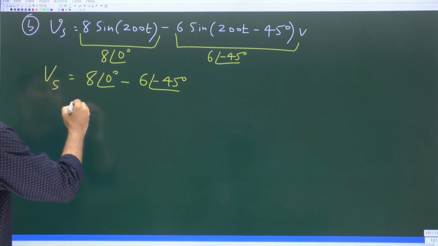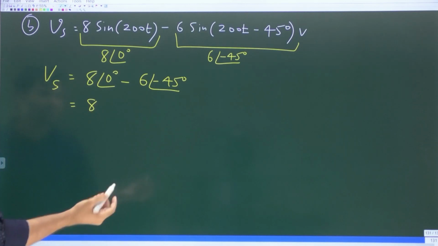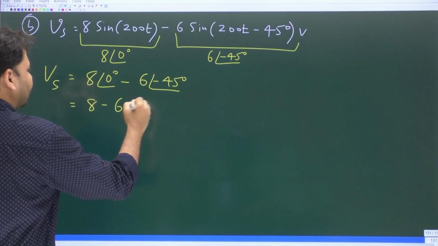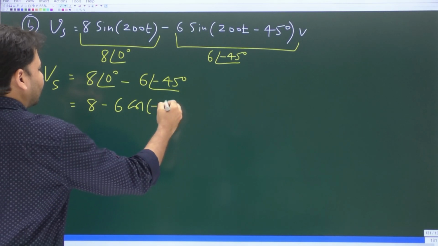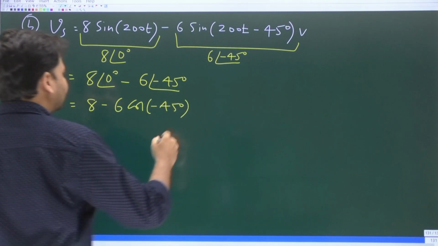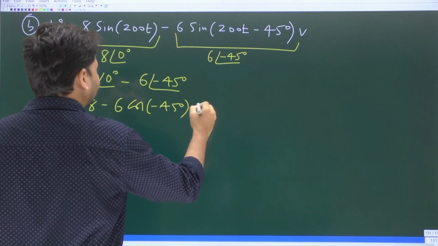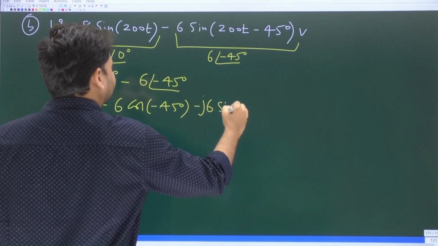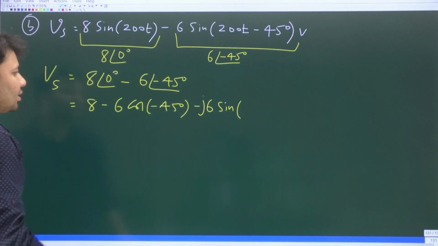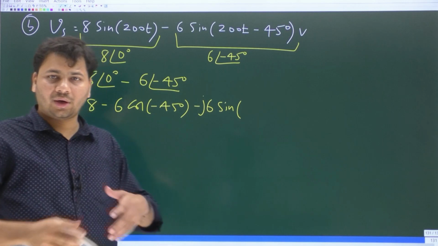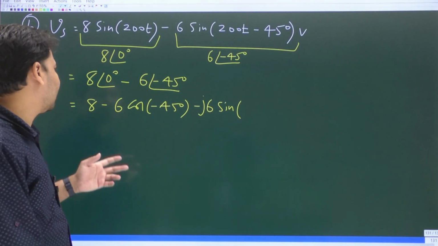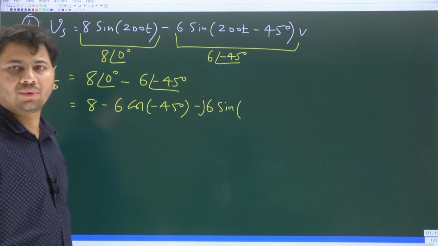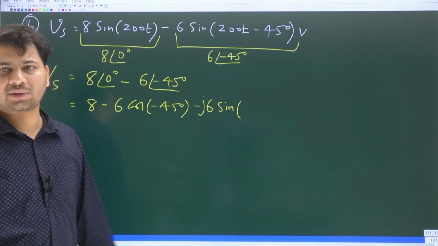That's all. 8 angle 0 degrees is what? Just 8. And then minus 6 cos minus 45 degrees, and then minus j6. I'm just expanding the second phasor into rectangular format. Because it is in polar, I'll convert it into rectangular so that we can add the two real parts and also the two imaginary parts and so on.